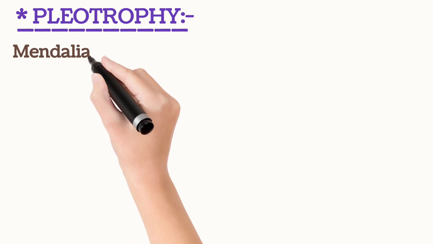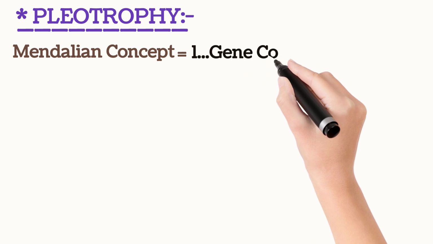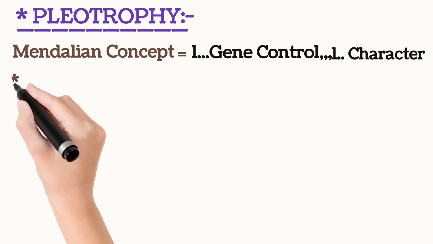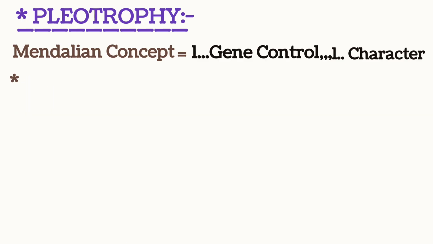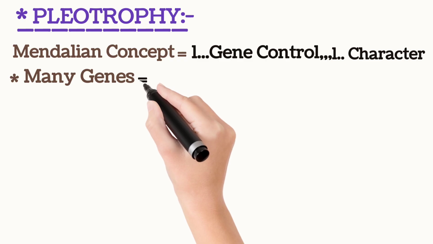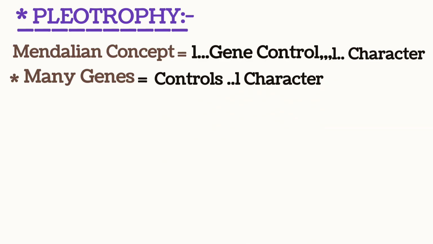Now let us start. According to the Mendelian concept of classical genetics, one gene controls one character in an organism. Now this is known as the one gene, one character hypothesis. We have one more important case here. Sometimes many genes are involved. We can say many genes can control one character in an organism. Now this is a very important case.